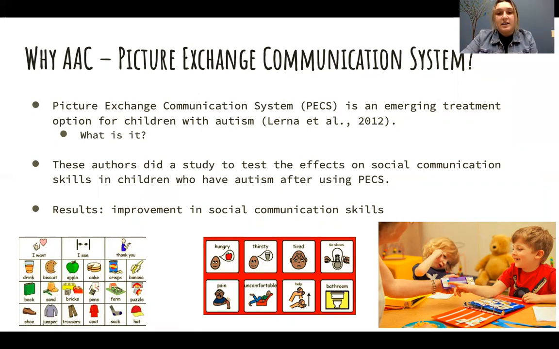And there was a study done to test the effects of social communication skills in children who have autism after using PECS. And these authors found that the group of children who used PECS showed a significant improvement in their social communication skills. And this is just one study that proves that this one form of AAC increases communication in children with autism. And then this bottom picture, you can see a little boy is kind of doing that same concept of the sentence strip. So he's pointing to a picture.